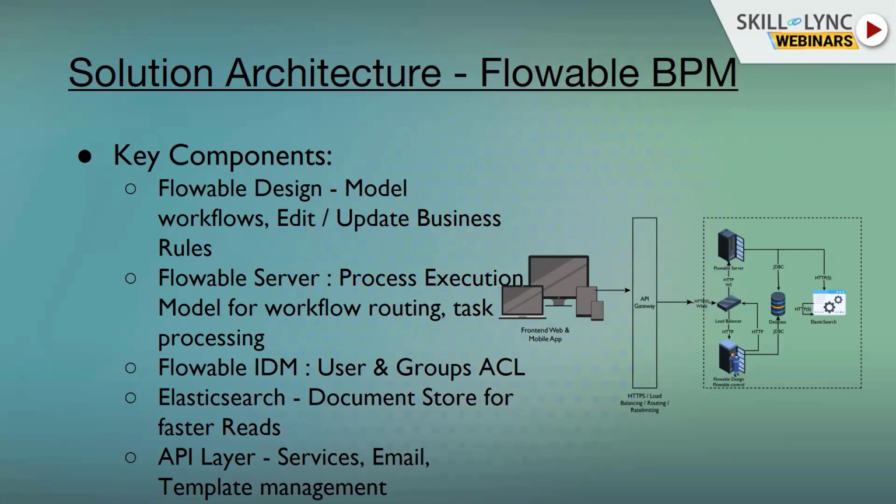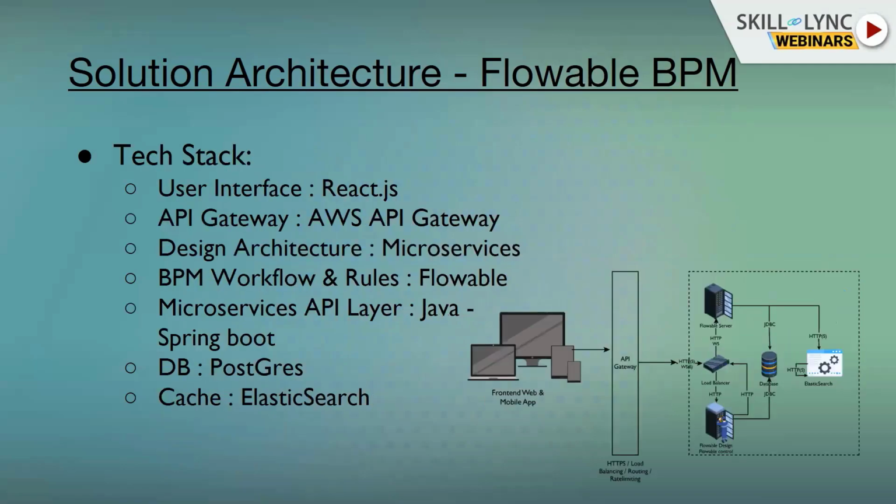It also has support for Elasticsearch, which will be used for faster processing and indexing. So the execution and the retrieval of historic instances will be really faster. Also, it supports the API layer like services, email, template management, and other things. In the tech stack, we can go for an additional user interface as well if we don't want to use the forms which are provided in Flowable.